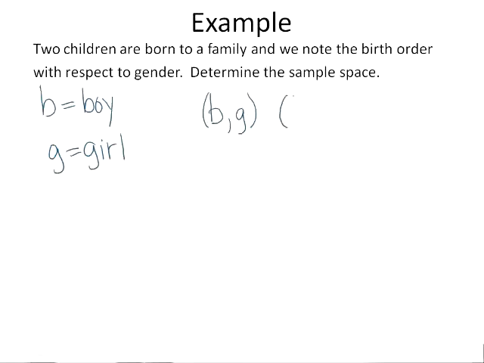Well, what if we have a boy on the first child? Is there any other possible outcome? And of course there is. We could have another boy. Now these two ordered pairs, what do they have in common? They have a boy on the first child.